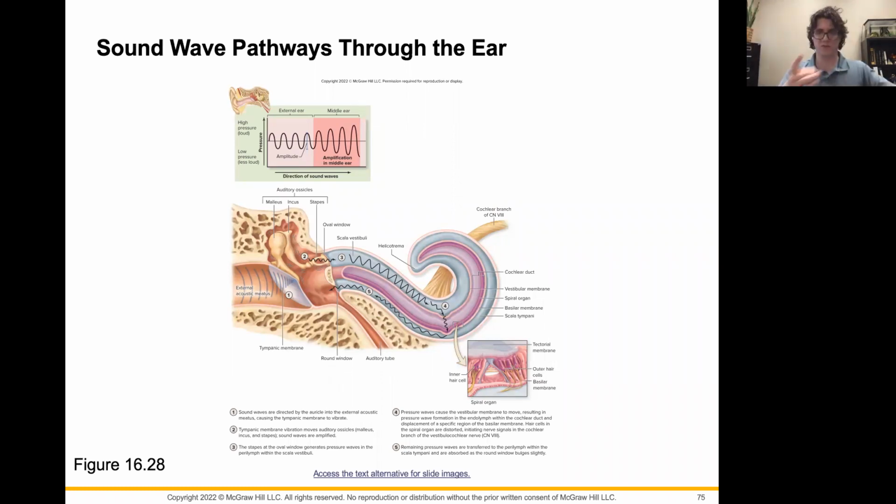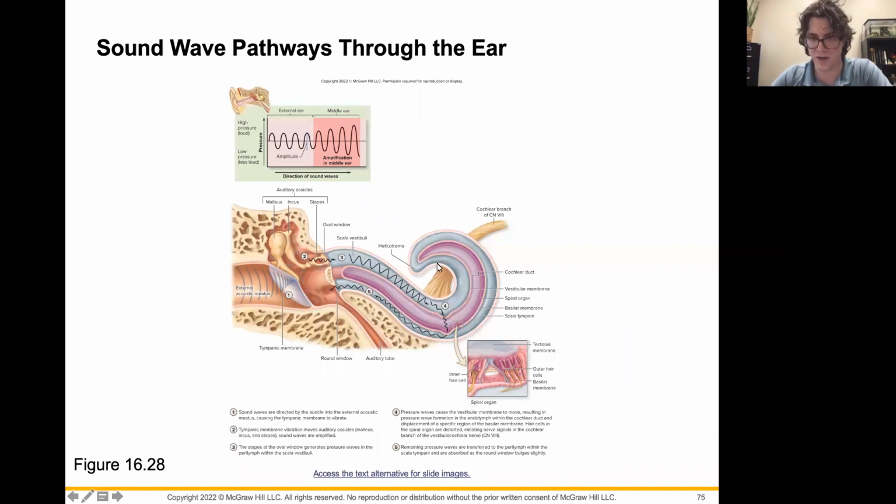Well, what happens if you thump the side of a water bottle? The wave that you make with your finger is going to then pass into the water, and you can then watch that wave move through the water. Well, the same thing is going to happen here because our scala vestibuli is going to be filled with fluid. So now that stapes is pushing, and it's going to be making the same waves in this fluid that was found outside. So now we're passing that wave into fluid, just like waves in the ocean.